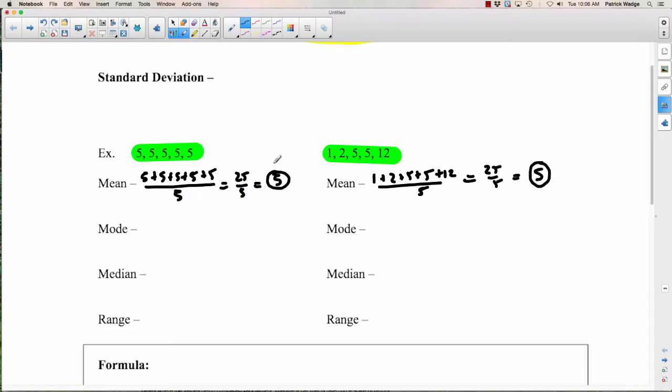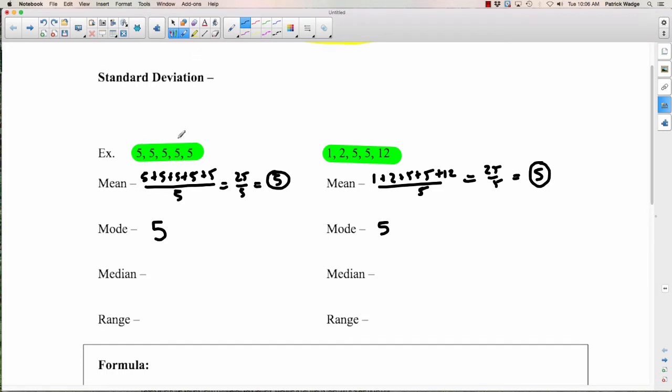Okay, mode. What's mode? Mode is the one that's the most common. Well, in the first set we have 5, 5, 5, 5, 5. I would suggest the most common one is 5. In the second one we have 1, 2, 5, 5, 12. I would suggest that the mode again is 5 because there's two of those and only one of the other ones.